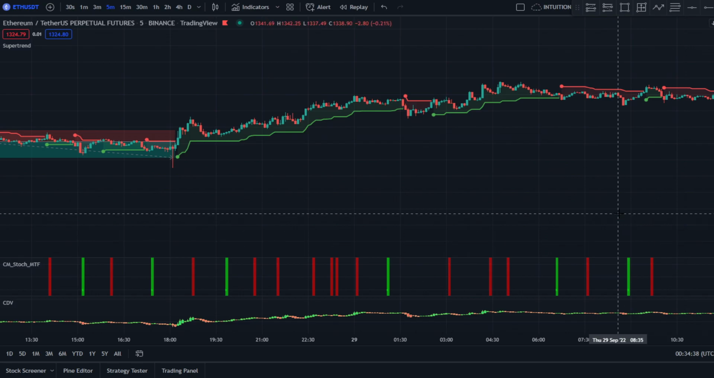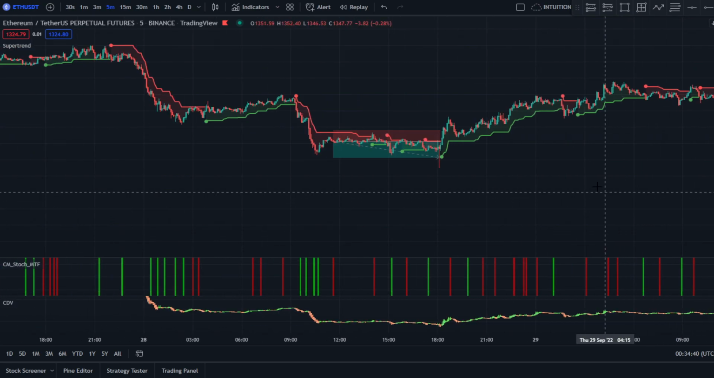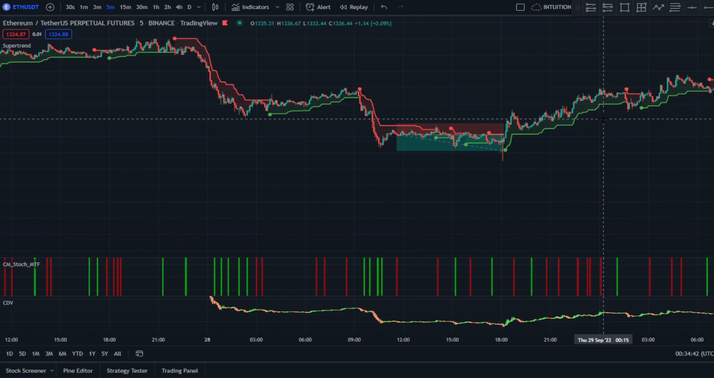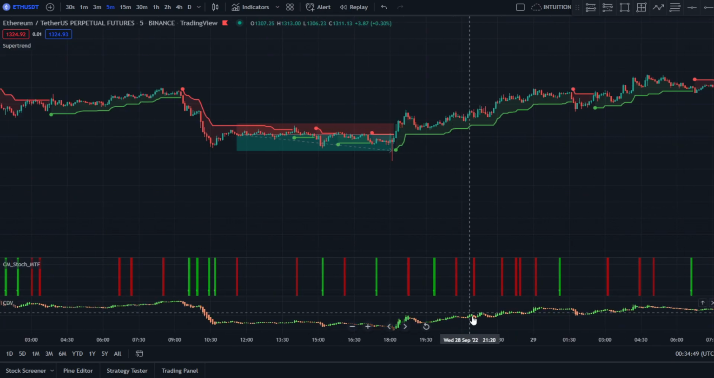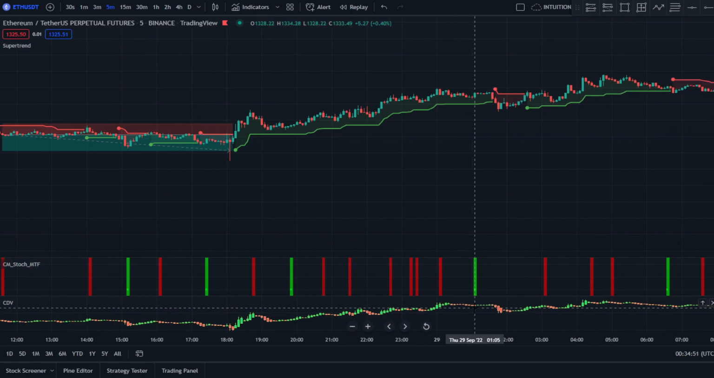So as you guys can see, the strategy is relatively simple to follow. The main thing is you're just trying to follow the trend and basically take the pullbacks by looking at the stochastic multi-time frame. And our last confirmation is the CDV indicator, which tells us if there's buyers in the market or sellers in the market. So yeah, that's it for this video.